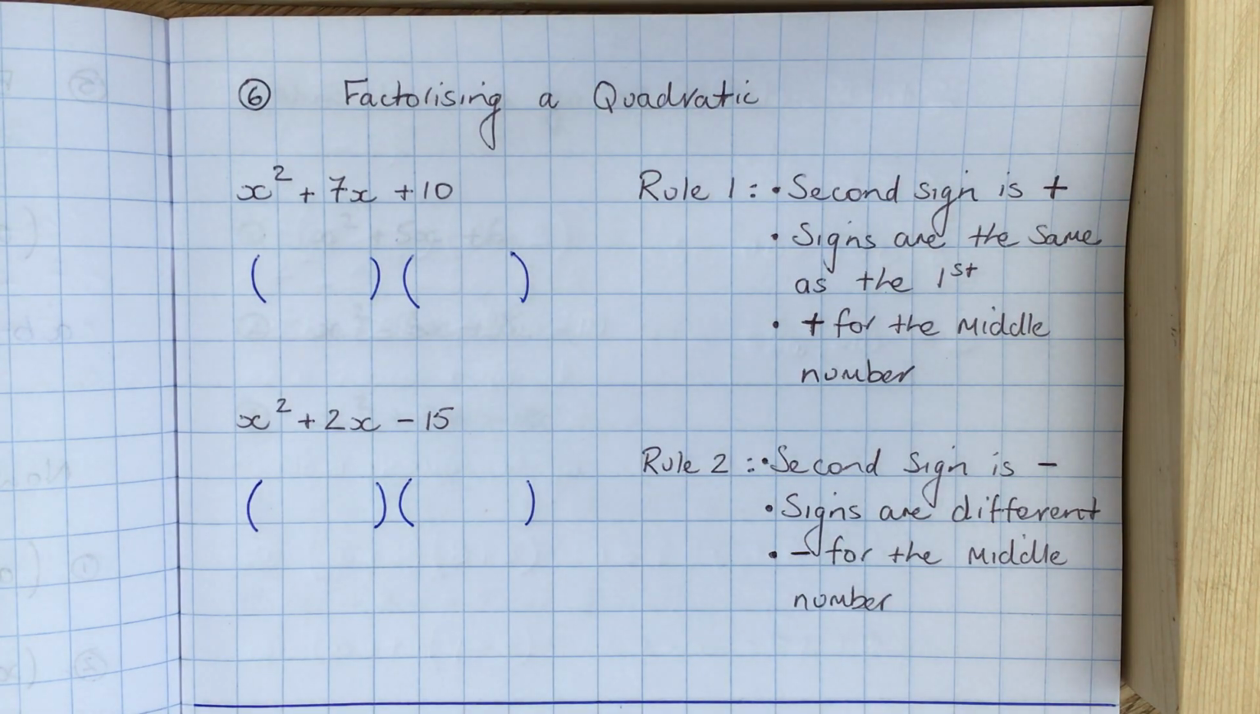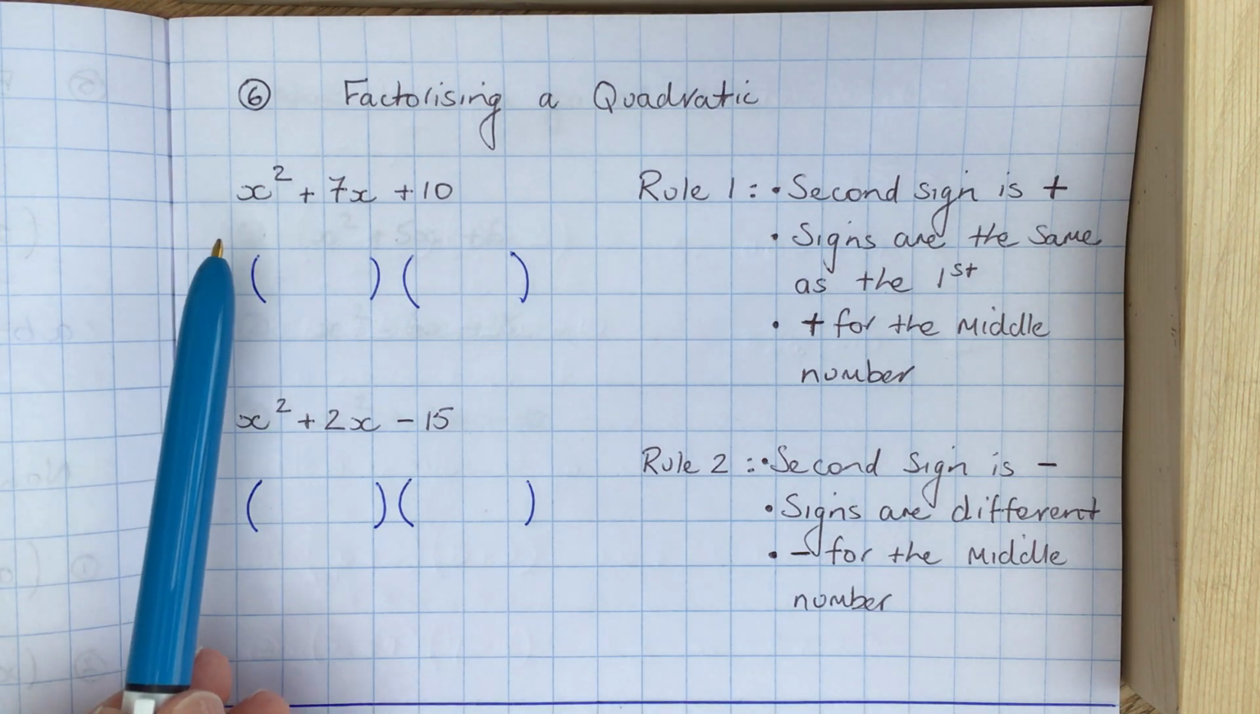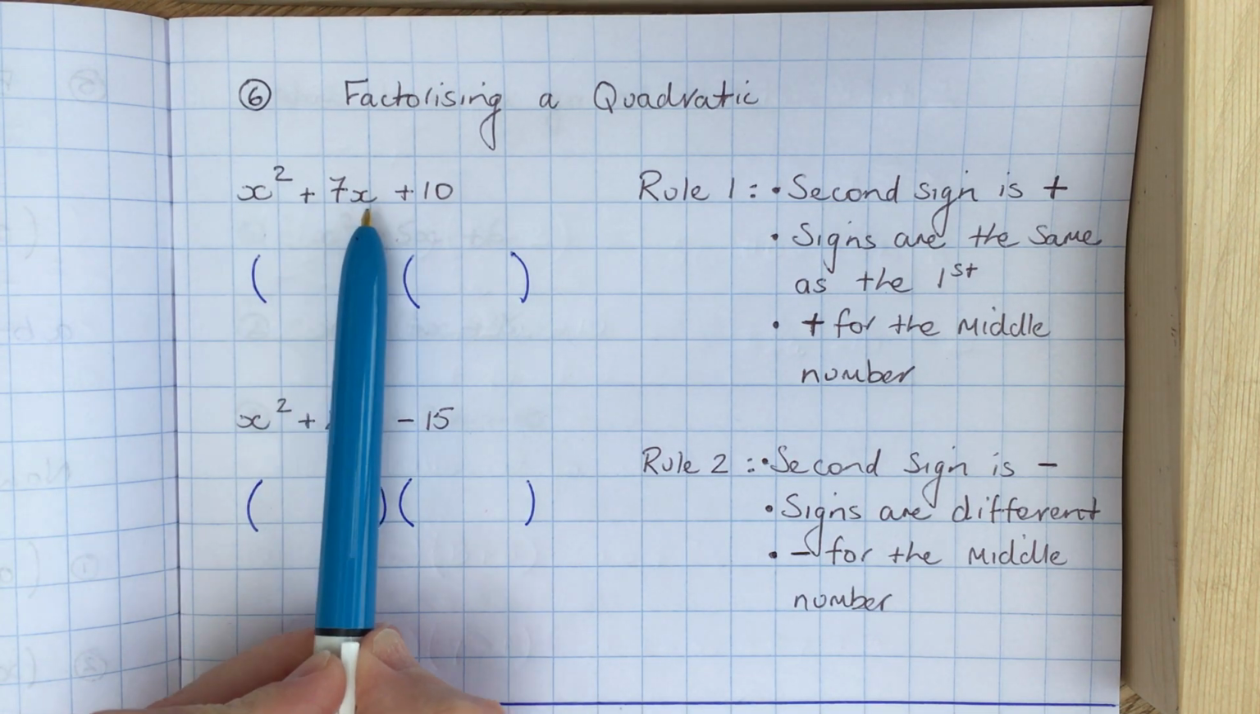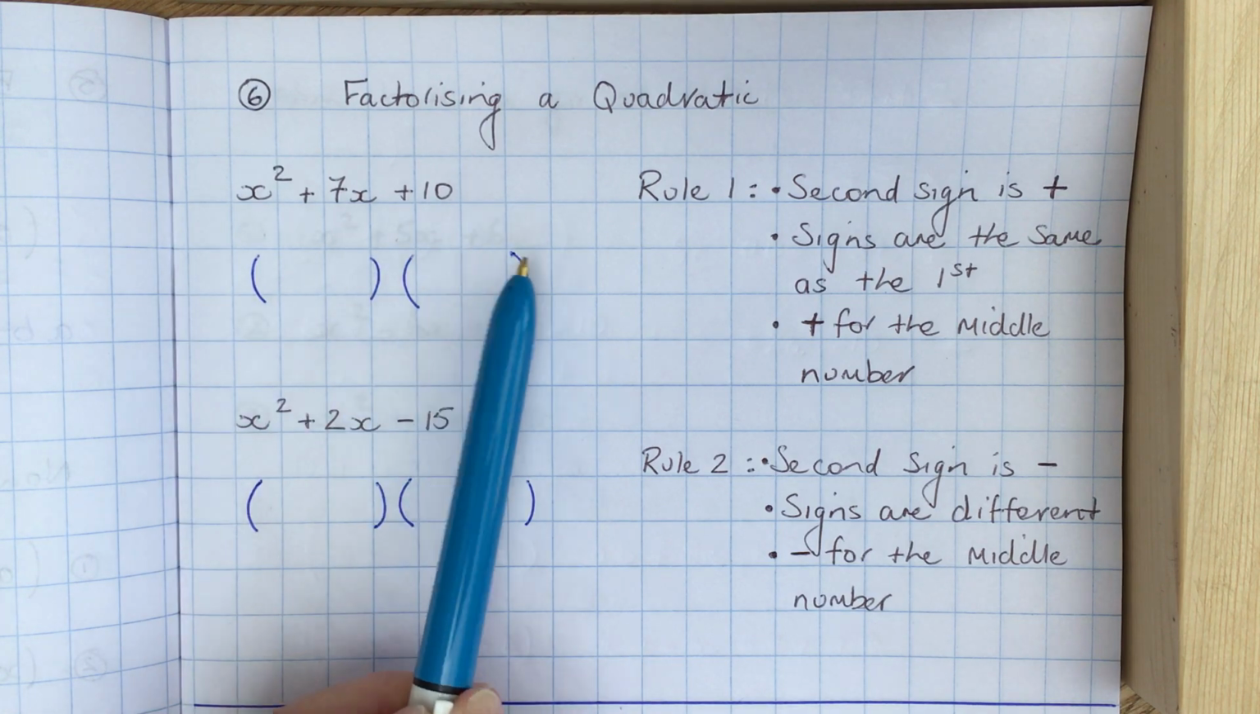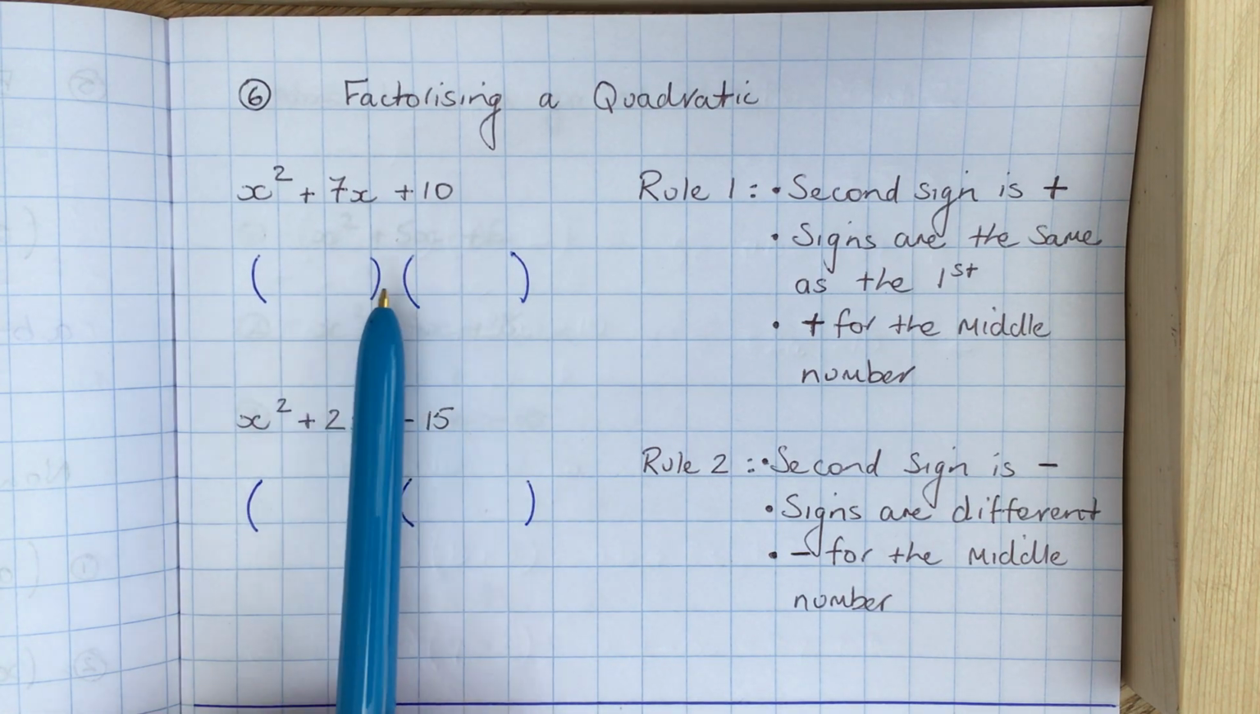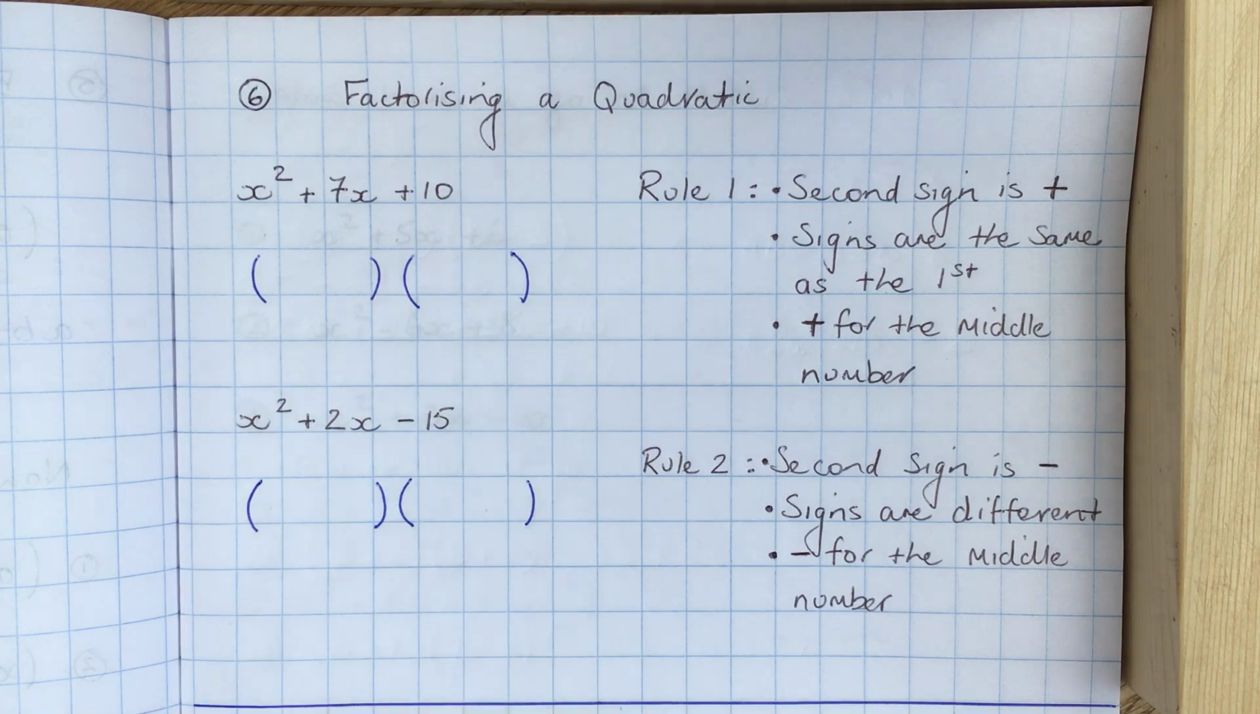If you've seen video number 2 from me, you'll know that factorising is the opposite of expanding brackets. So what we're doing here is we're factorising a quadratic to form a set of double brackets. We know that quadratics come from double brackets when they're expanded. So this first one, we know that x squared plus 7x plus 10, classic quadratic, is going to become two sets of brackets multiplied together.